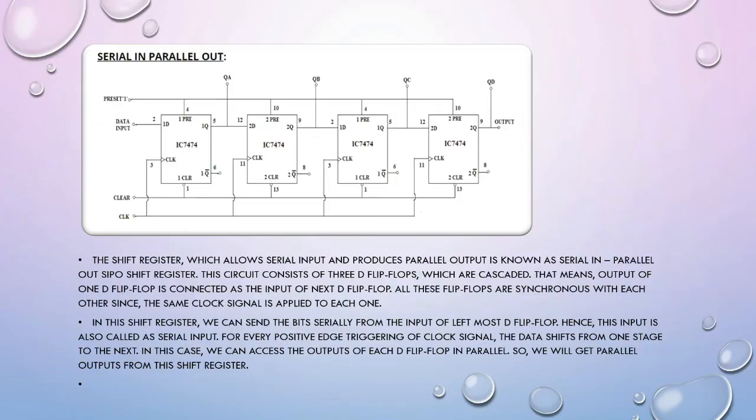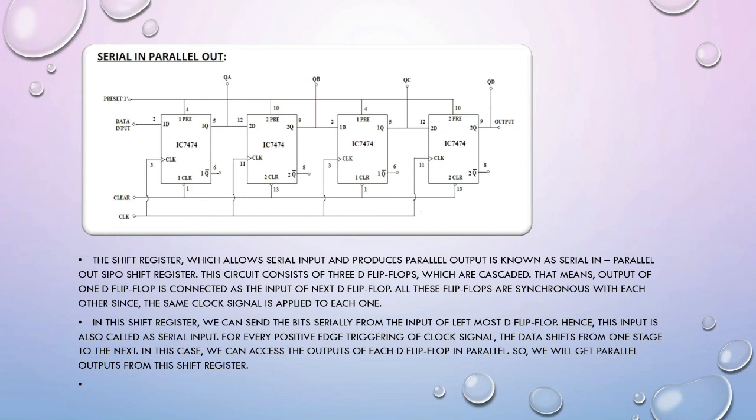The shift register which allows a serial input and produces parallel output is known as serial in parallel out shift register. This circuit consists of 3 D flip-flops which are cascaded. That means the output of one flip-flop will be connected as the input of the next D flip-flop. All these flip-flops are synchronized with each other since the same clock signal is applied to each one.